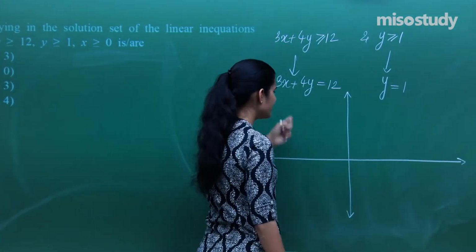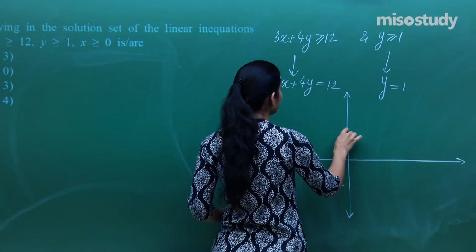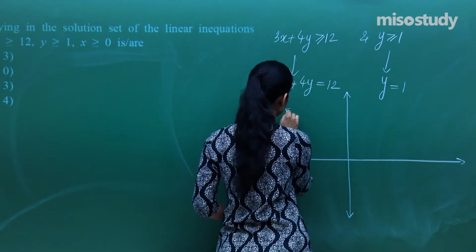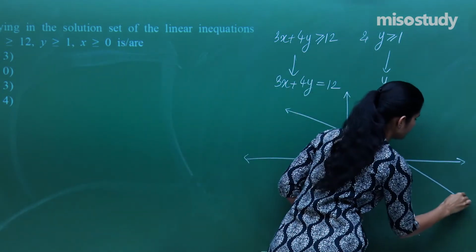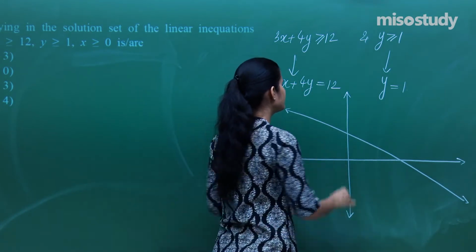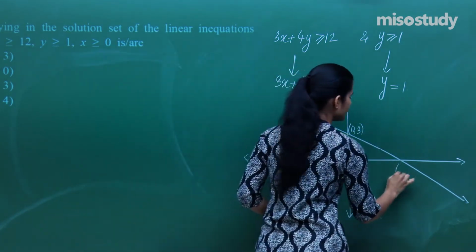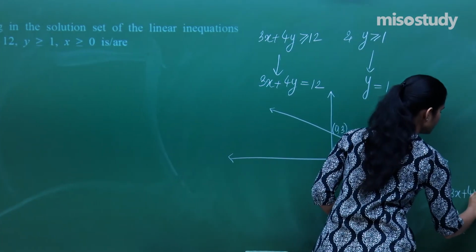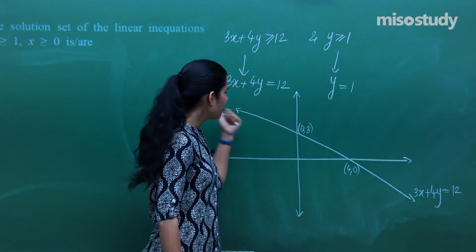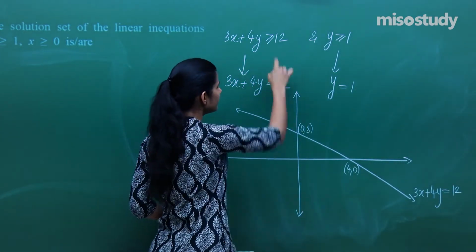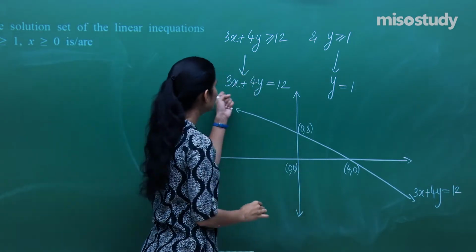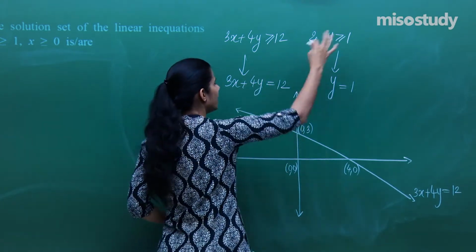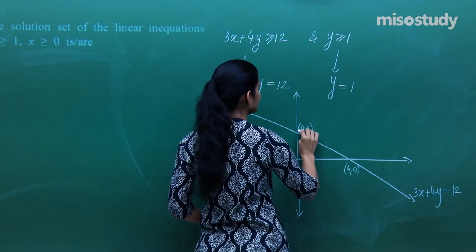When x is 0, y is 3. When y is 0, x is 4. Okay, so somewhere like this, the line is going to be. When x is 0, y is 3. When y is 0, x is 4. This is 3x plus 4y equals 12. So all the points on this line will be included. Apart from it, I want greater than 12. When I put 0, 0, I get 0 is not greater than 12, it is less than 12. So the other side is going to be shaded, the above side, this side.